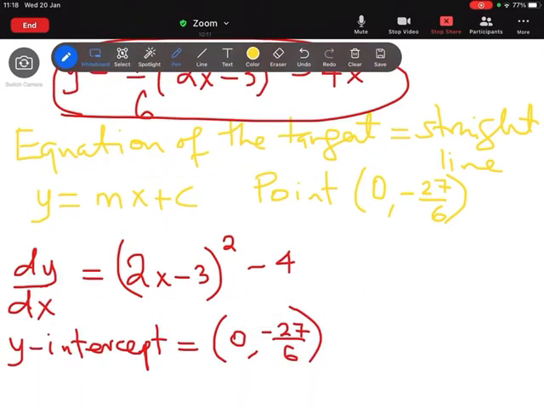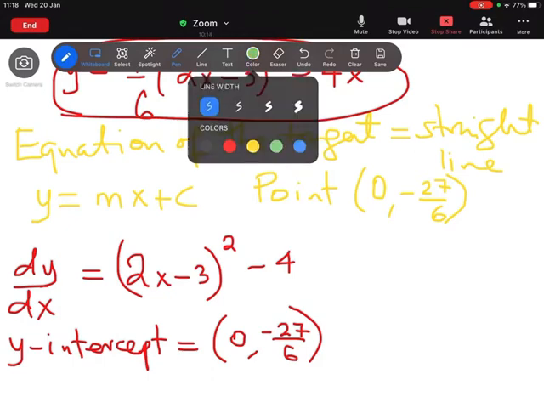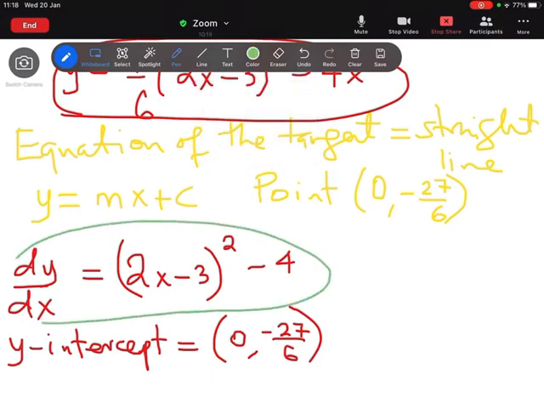Taking you back, remember we had found the gradient function. And as we said, the gradient function is the function that helps us to find the gradient at any given point on the curve. Now, since we are looking for the gradient of the tangent or of the curve at the point where x equals 0, I will substitute x for 0 in the gradient function.